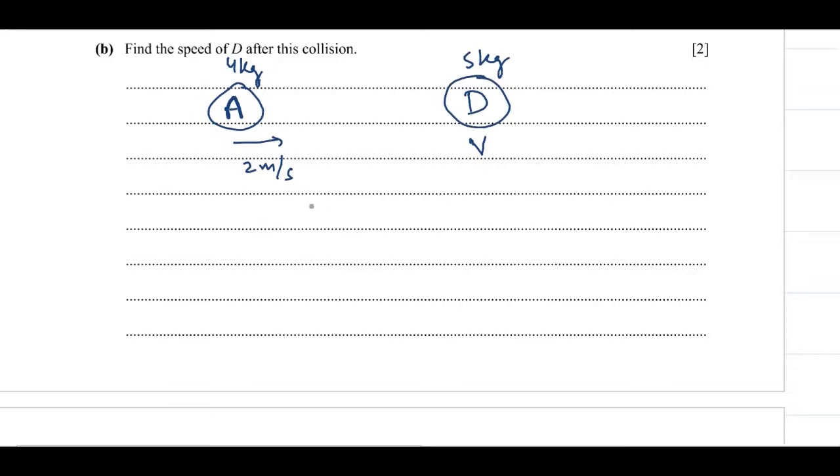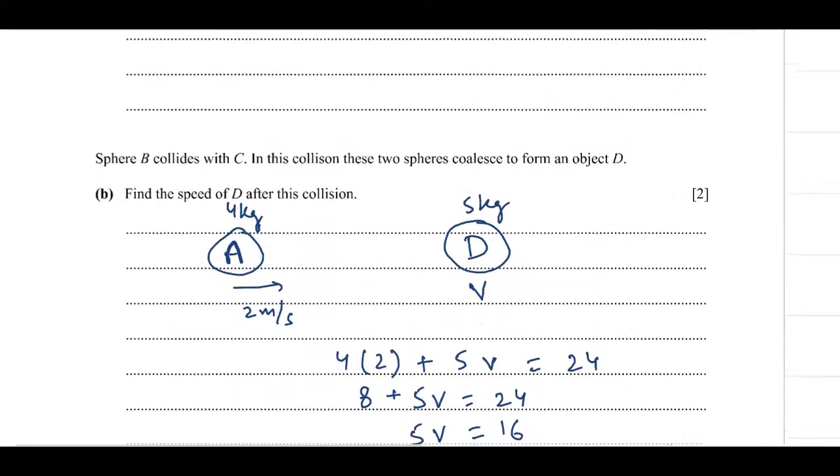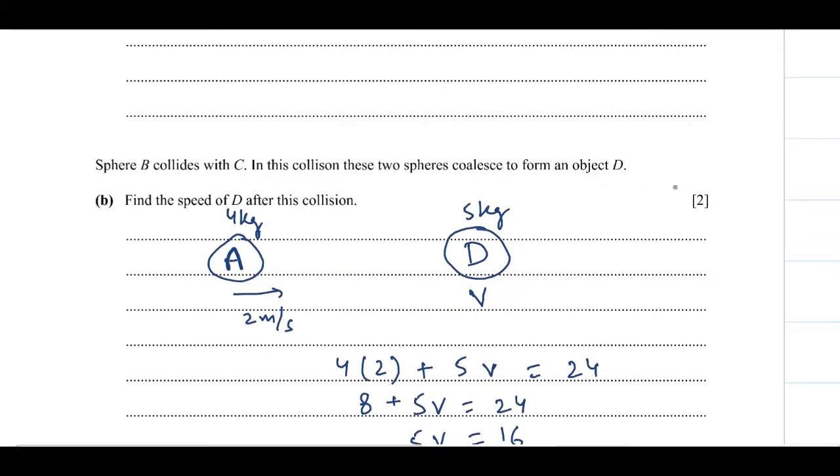So we can use the same conservation of momentum again. We'll say 4 multiplied with 2, that's the momentum for the first object, plus the momentum of the second object here, that's 5 multiplied with v. This has to equal 24. Now 8 plus 5 times v is equal to 24. 5 times v is equal to 16, and the velocity of the second object comes out to be 3.2 meters per second. So this is the speed at which this object D is moving.